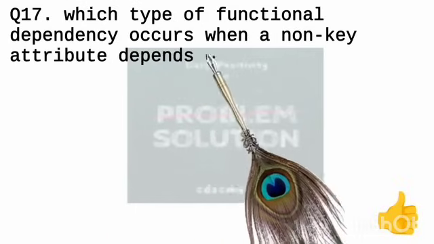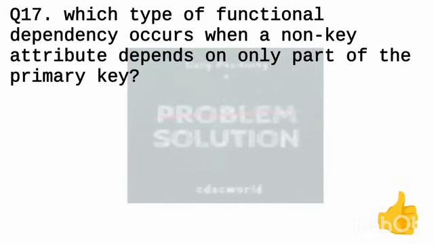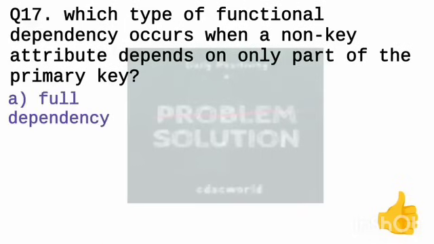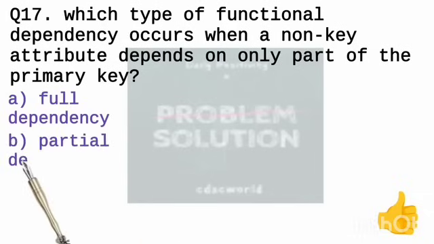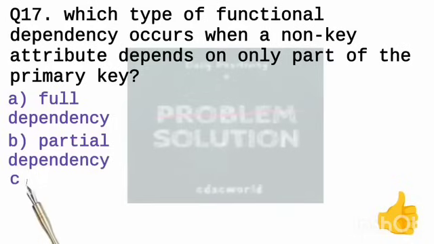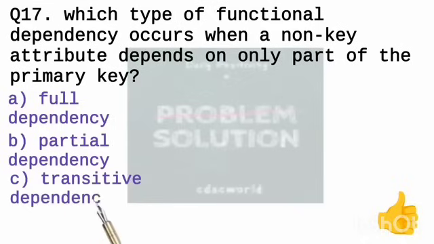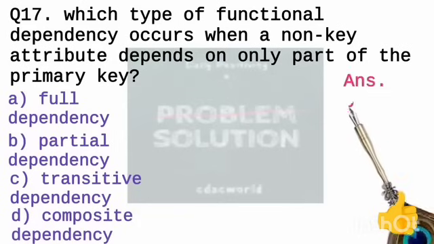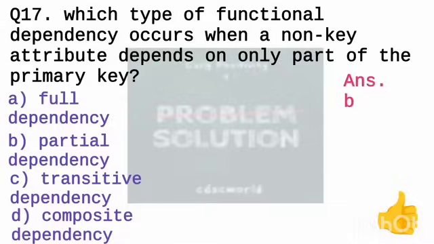Query number 17. Which type of functional dependency occurs when a non-key attribute depends on only part of the primary key? Option A, full dependency. Option B, partial dependency. Option C, transitive dependency. And option D, composite dependency. And the answer is B, partial dependency.